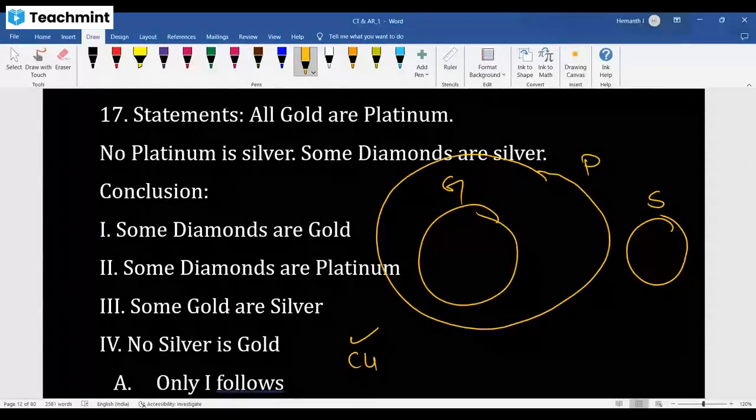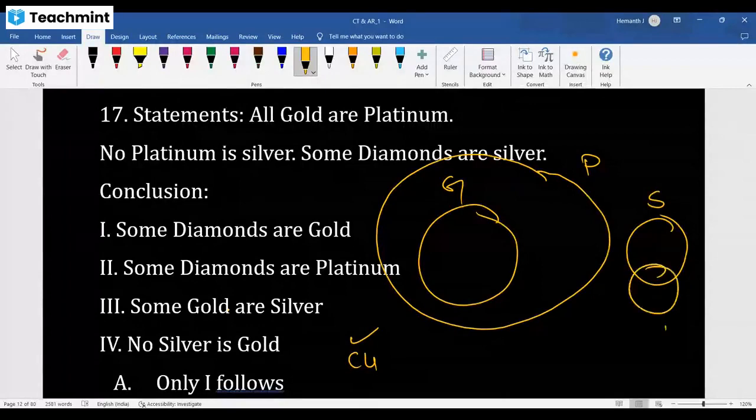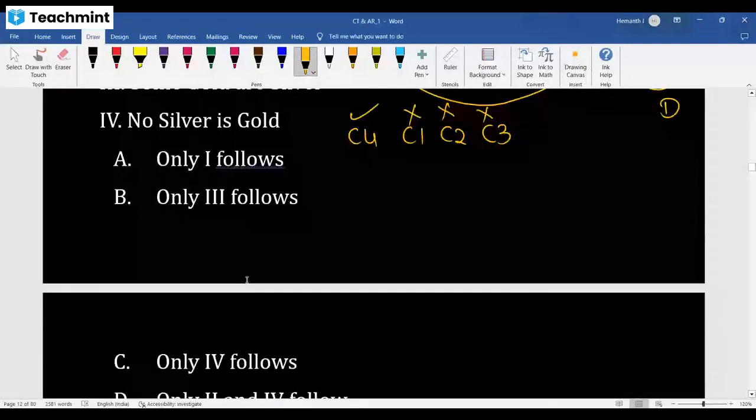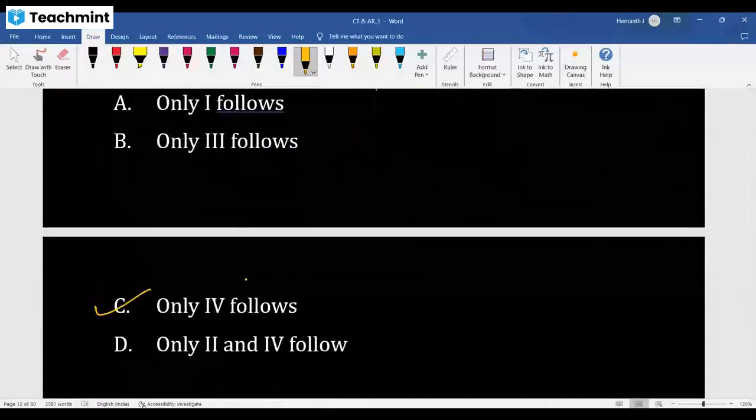Next, still some diamonds are silver. Now, conclusion 4 is true. Silver and gold are not connected. First one, some diamonds are gold, wrong. Some diamonds are platinum, wrong. Some gold or silver, wrong. Only the fourth one is valid for me. So option C is correct.